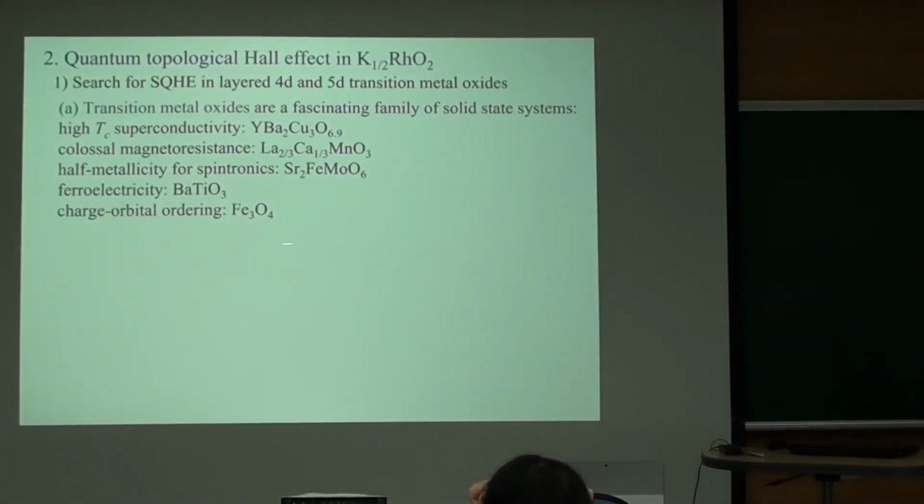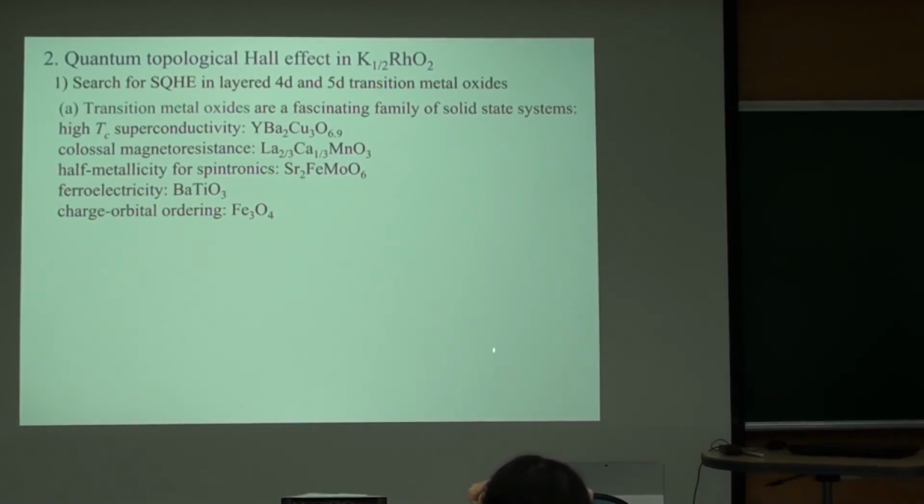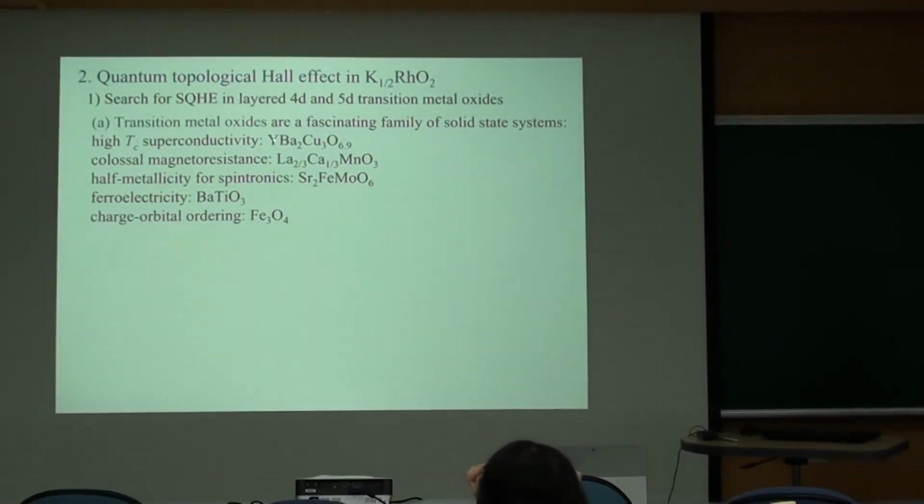So then we started to think, can we find a material with a large band gap? Hopefully, it will have a high temperature quantum anomalous Hall phase. Okay. Now, the first thing, I return to oxide. I showed you the oxide at the beginning. We're coming back to oxide because oxide has high temperature superconductivity, colossal magnetoresistance, and many other interesting properties.